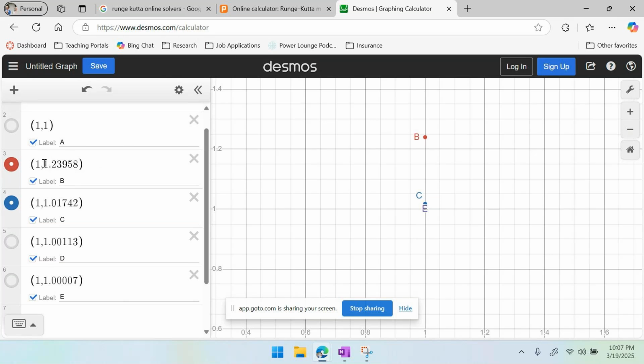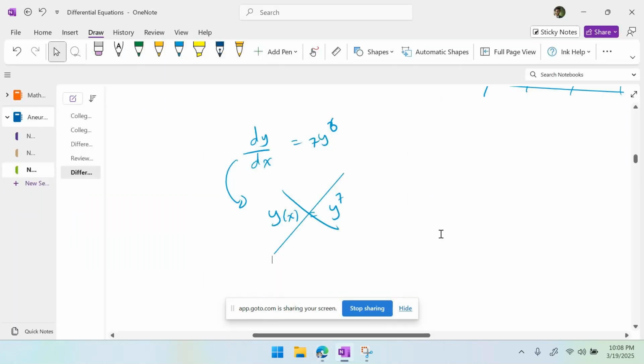It was 1.2359, this one. Half that H, and calculate the Y value at the same X. You will get a different answer. So B and C. You can measure the distance between these 2 points. Just get the absolute value of the distance.